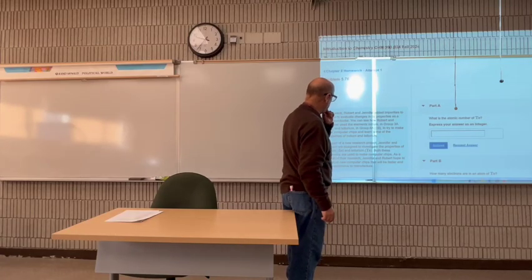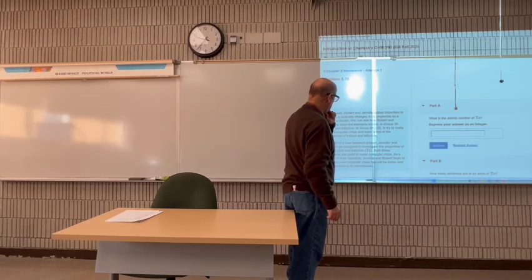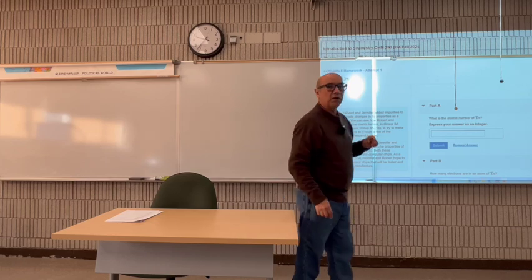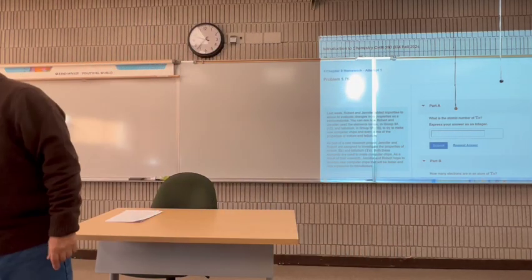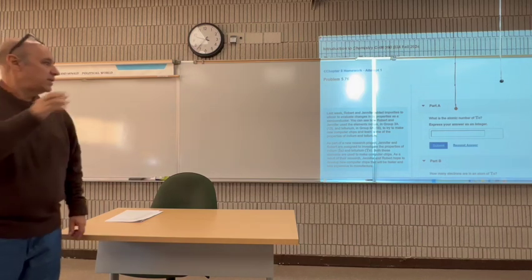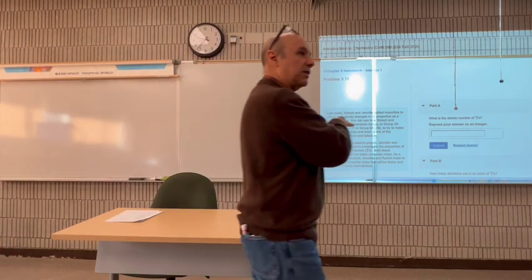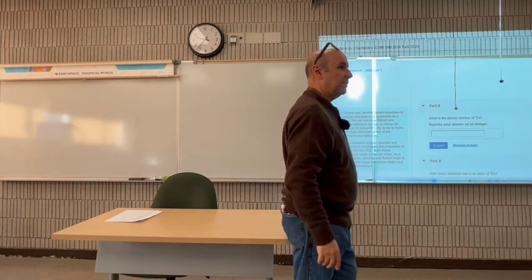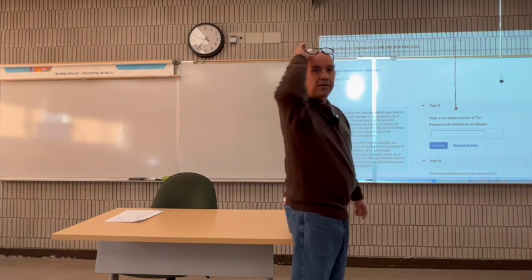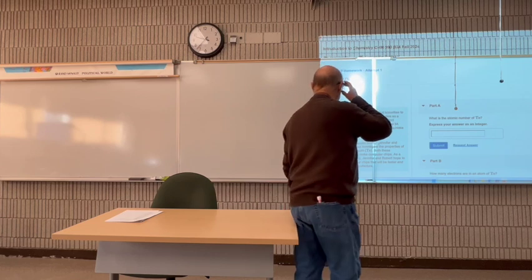I haven't read it, but I'm wondering if some of you have. This is the second to the last problem on homework, chapter 5. Is it identical to what you see here, or is it reworded? Is it different? I think mine's the same. Okay. Okay, well, let's take a look.